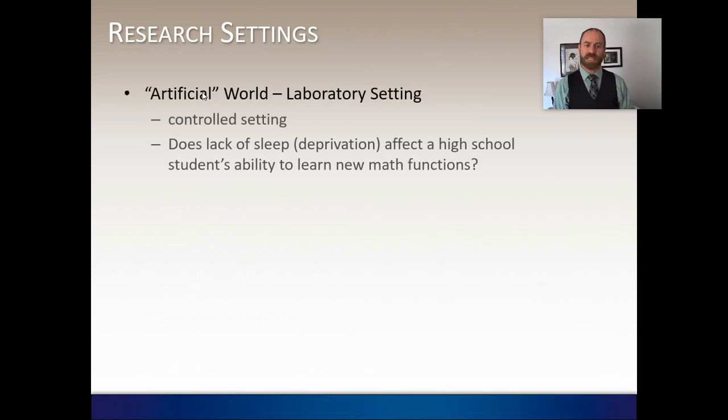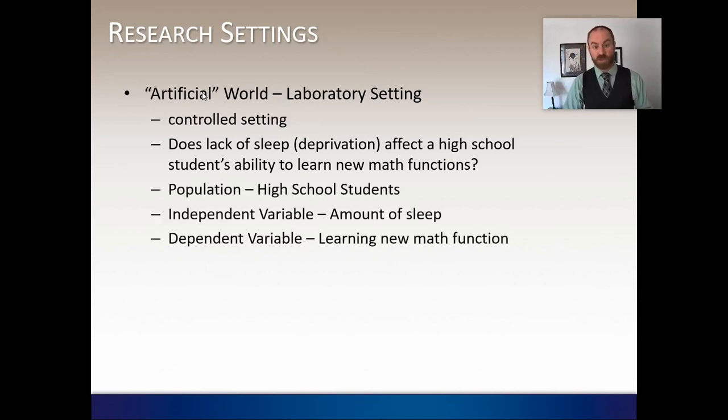So let's take a sleep study as an example. I want to know if lack of sleep affects a high school student's ability to learn new math functions. Now take a minute right now to pause and write down who is the population, what's the independent variable, and what is the dependent variable. Okay, hopefully you said that the population was high school students, the independent variable was the amount of sleep, and the dependent variable was the learning of math.